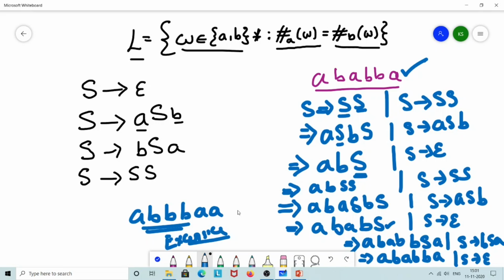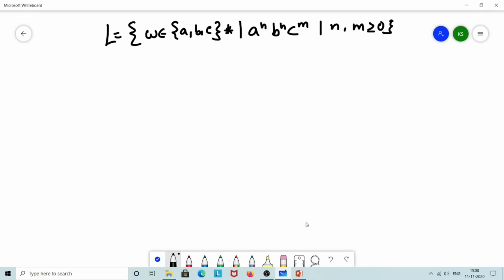We'll solve a few more problems. In this example, the language L is made up of strings W from the alphabet set A, B, C, and the definition says A^n concatenated with B^n, further concatenated with C^m, where n and m are greater than or equal to 0.